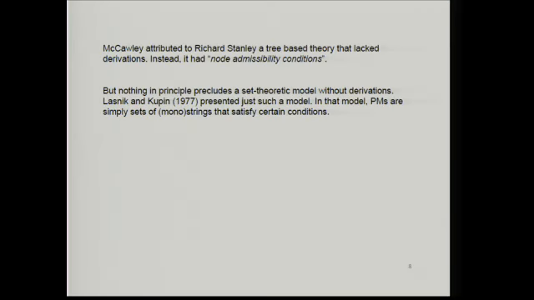And now, something I hinted at a couple of slides ago: nothing in principle precludes a set theoretic model without derivations. So Lasnik and Kupin in 1977 presented just such a model. In that model, phrase markers are simply sets of monostrings that satisfy certain conditions, rather like the node admissibility conditions that Macaulay alluded to.